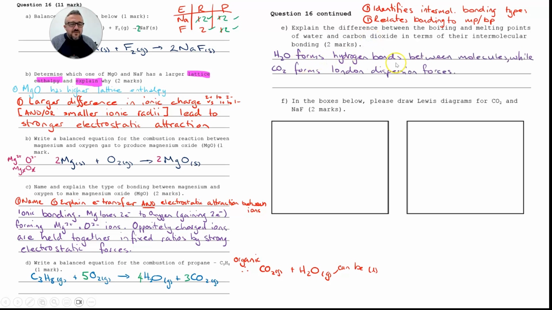Okay, so H2O forms hydrogen bonds between molecules while CO2 forms London dispersion forces. Perfect. And then H bonds are stronger than LDF, leading to a higher melting point for H2O. So that's how we would roll with that one. This is what happens.